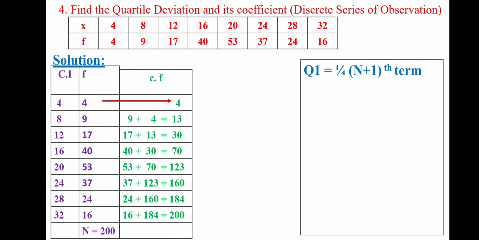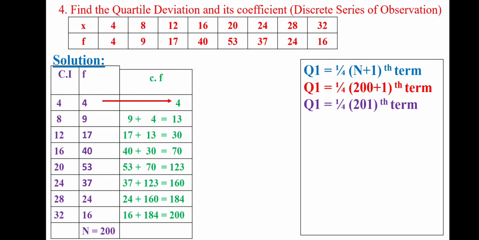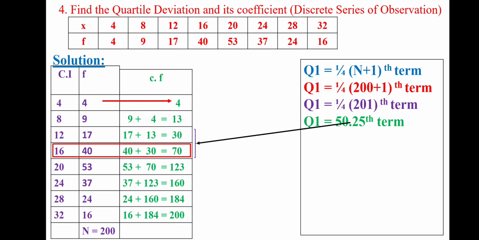Now Q1 equals the 1/4 of (N plus 1) term. Capital N here is 200. There is only one formula. So 1/4 of (200 plus 1) term. Simplifying, 201 divided by 4 is 50.25. The term lies between 30 and 70. In that, the maximum is 70. So we put Q1 equal to 16 in the box. This is the way we need to find it.